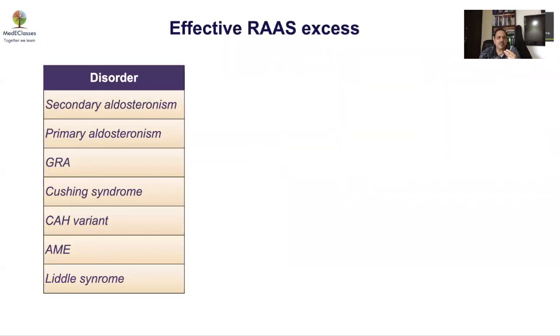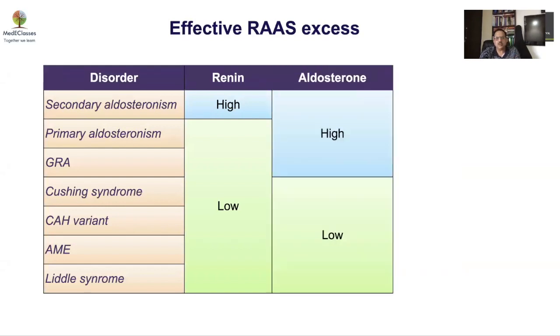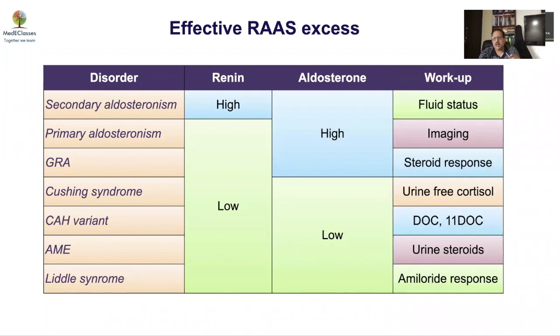So for effective RAAS excess, you have to look at the different situations. If renin is high, it is secondary hyperaldosteronism. If aldosterone is low, it means it's an apparent situation like Cushing syndrome, CAH variants 11 and 17, apparent mineralocorticoid excess, and Liddle syndrome. And looking at further workup, you can decide about the investigations and go from there.